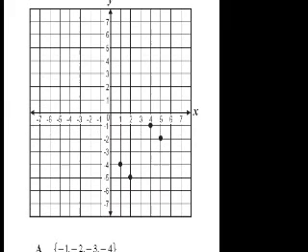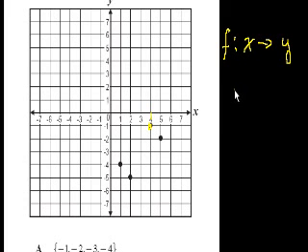Okay, so let's see. The domain is where this function is defined. When you plot it on the xy axis, the domain is all of the x values that you're defined over, and the range is all the y values. So the function is a mapping from x to y. Let's see where it's defined. When x is equal to 4, it tells us we're mapping from x is equal to 4 to y is equal to -1.